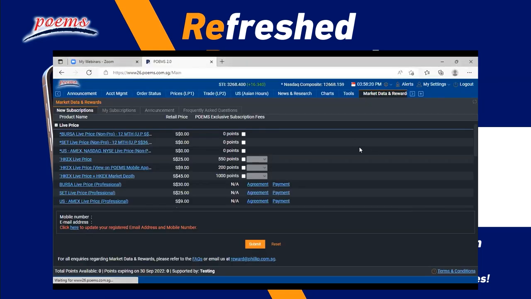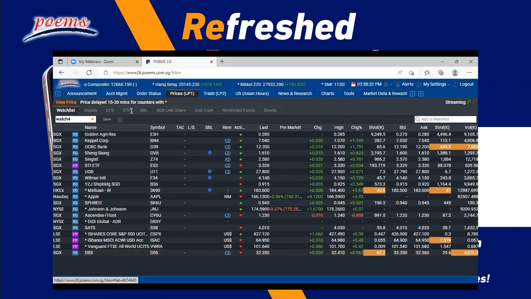Okay, we have a question regarding the ETF information. So I'll share the screen again on the Points 2.0 for you to access the ETF information. For ETF, the simple way if you want to locate your ETF, you can go to Price LP1 as the first step, and then you can go to ETF.